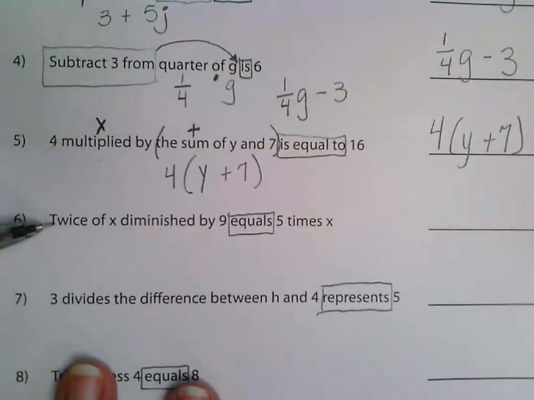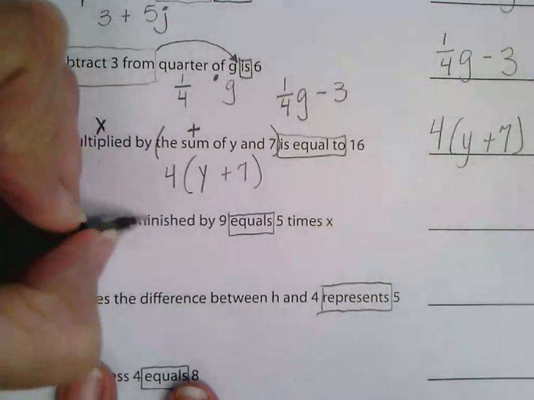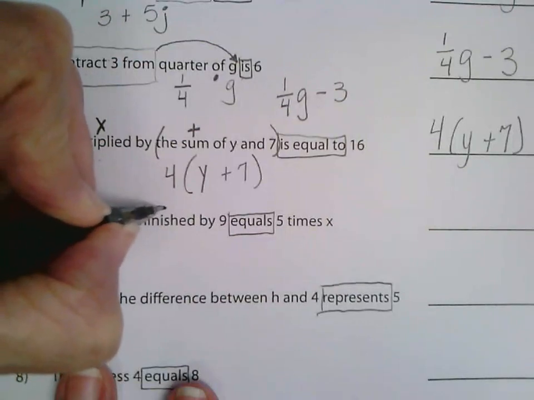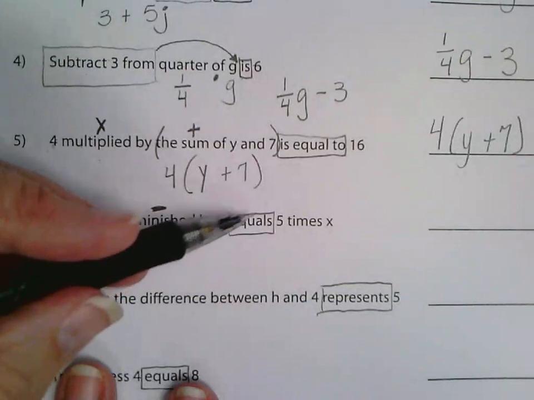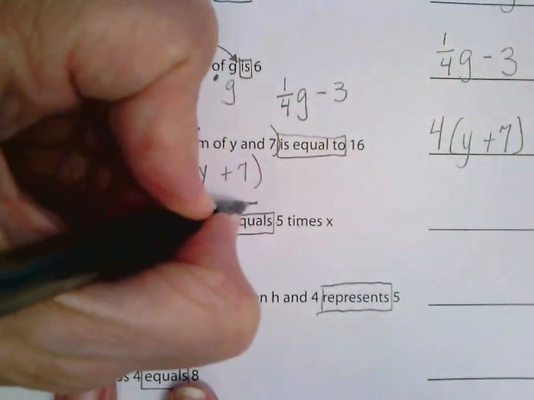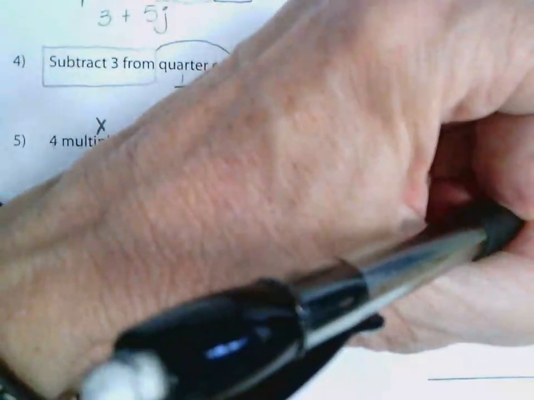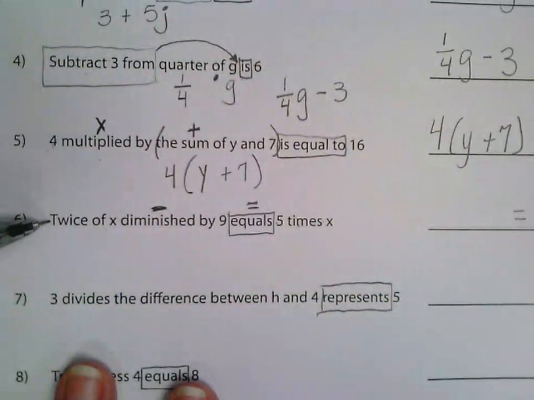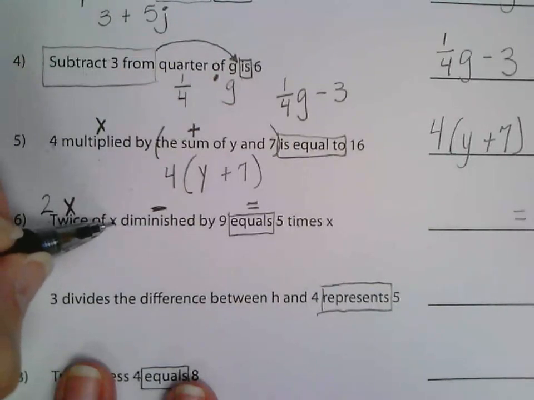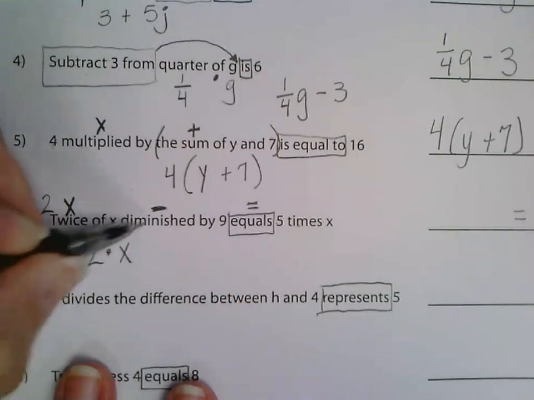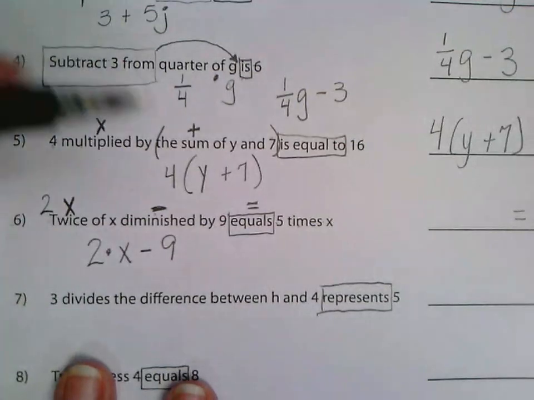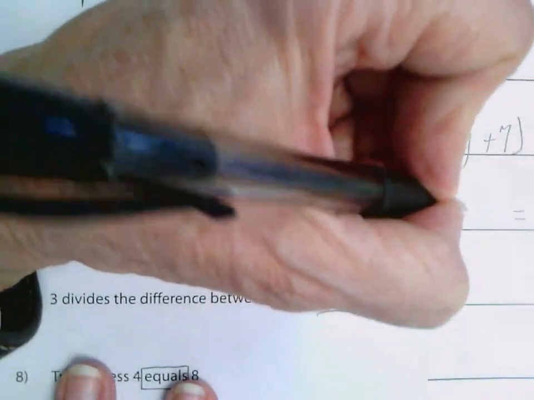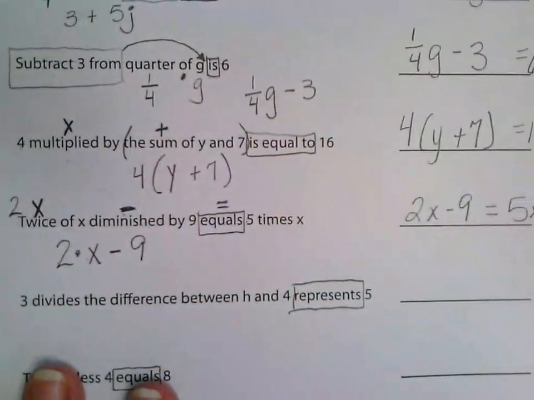Let's try another one. Twice of x diminished by, oh golly, that means subtract. Diminished by 9 equals 5 times x. So here's my equal sign. 5 times x is 5x. So twice means 2 times. 2 times x diminished by 9. So 2x minus 9 equals 5x.